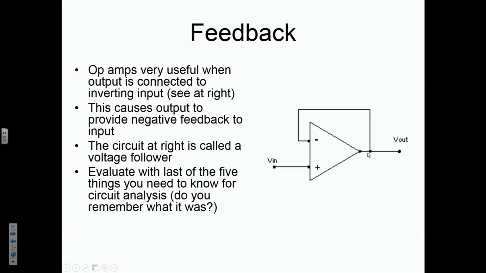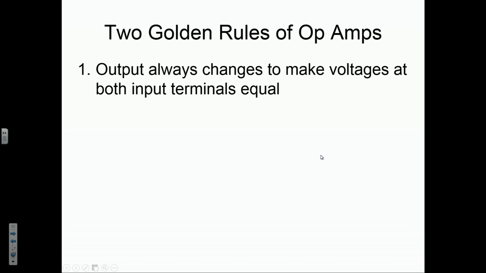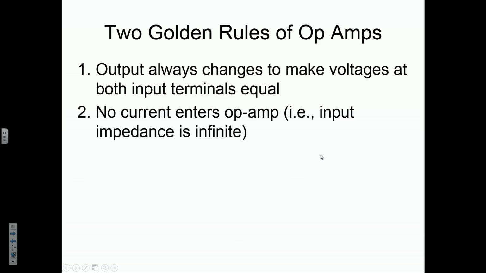Okay, so let's go back and look at that again. This op-amp will produce an output here that will try to force these voltages to be the same, such that there's no difference between voltage at the non-inverting and the inverting terminals. Okay, I'm going to read that one more time. Output always changes to make the voltages at both input terminals equal. Golden rule number 1.